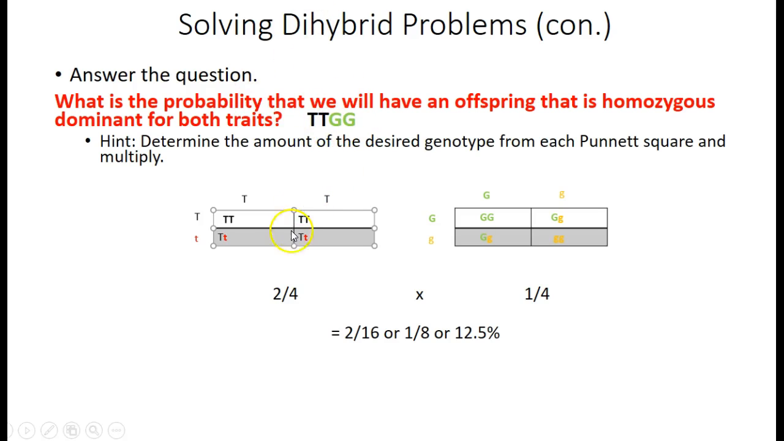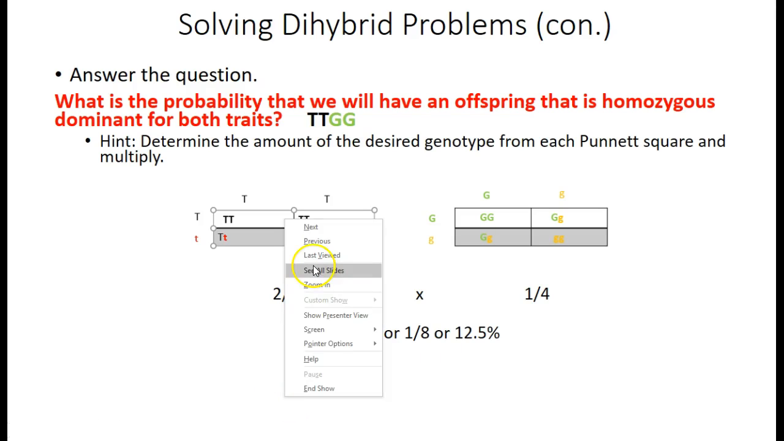Okay? So let's look at big T, big T. If I look at big T here, I have 2 out of 4. So that's why I put 2 fourths here. Here, I'm looking for big G. So I have 1 out of 4, so that's how I have 1/4 there. So when I have 2/4 times 1/4, that gives me 2/16. I can reduce that to 1/8, or if I put it in percent, 12.5%.